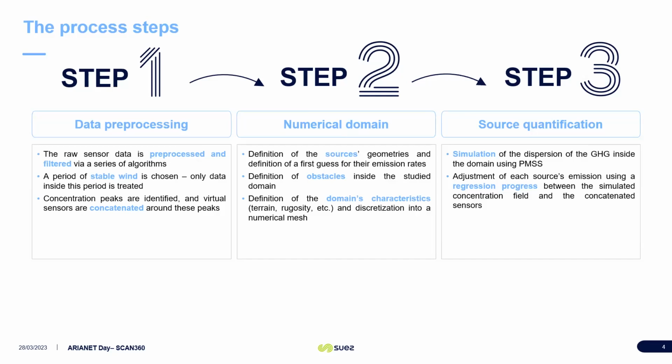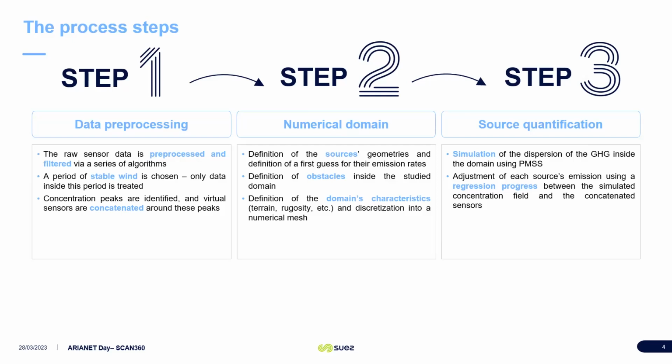We select a period of wind which is stable, because one important thing to know is that we perform these calculations on constant meteorology, which means that we will have one direction and one wind speed. For that reason, we only process the measurements which have been taken inside a certain stable weather domain. Once we have selected this data, we then proceed to the concatenation, which you just saw on the previous slide. And that leads us to step 2.